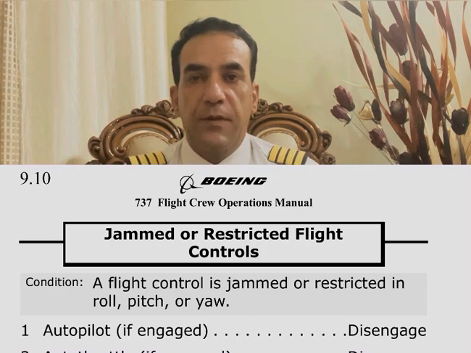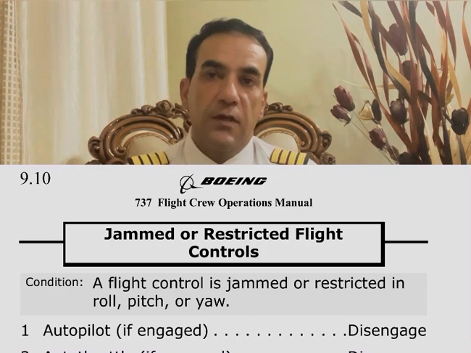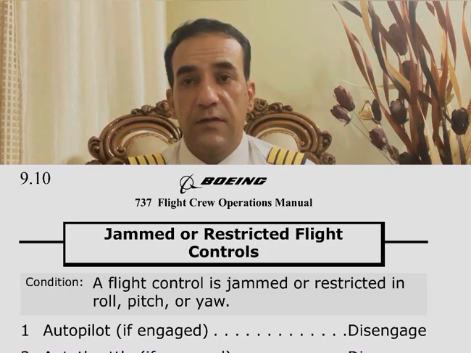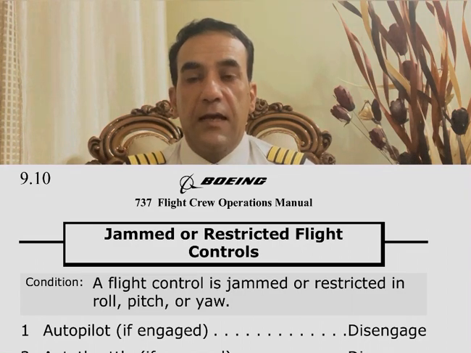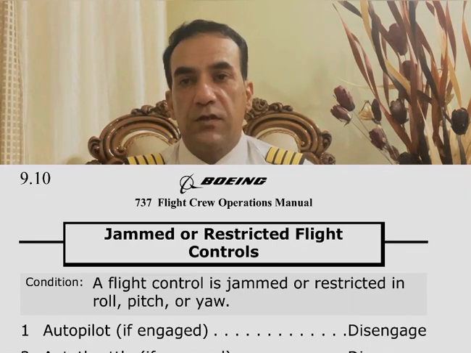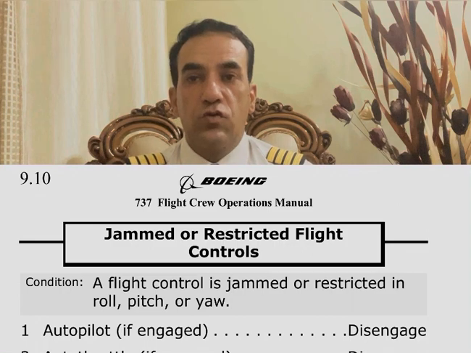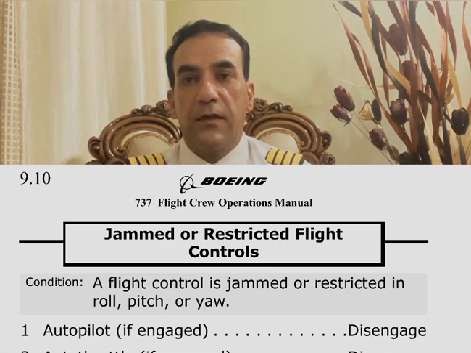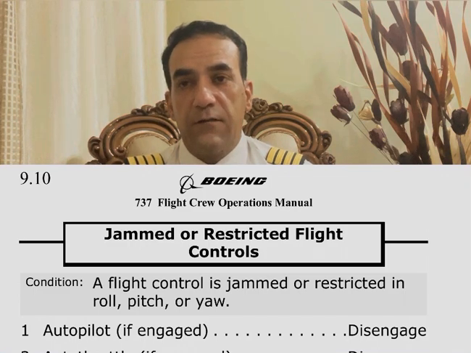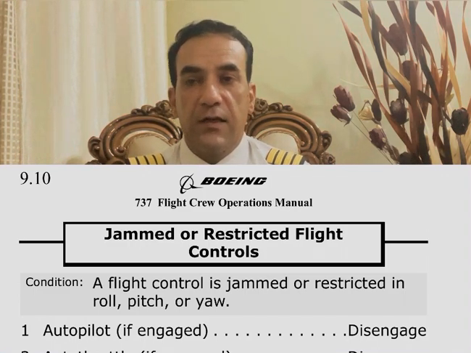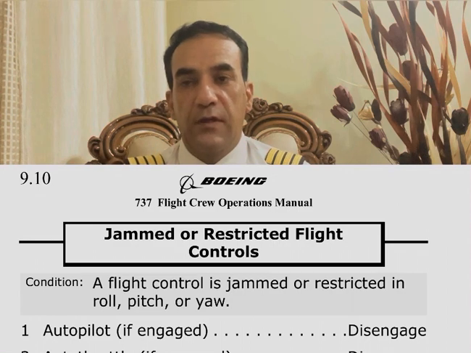Another problem encountered with the roll control system is jammed or restricted flight controls. As we talked before regarding the jammed cables, maybe from the base of the control column of the captain or the base of the control column of the first officer, sometimes it has been recorded in 737 Classics that due to the freezing of water or icing on the aileron control surface, the pilots feel that there is no free movement or normal movement on the wheels.